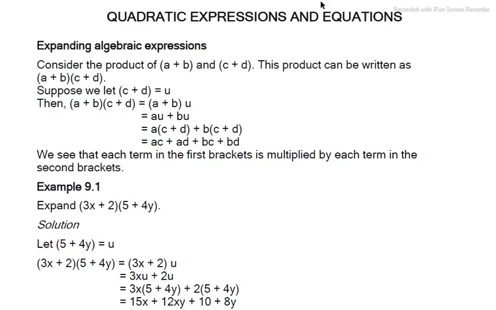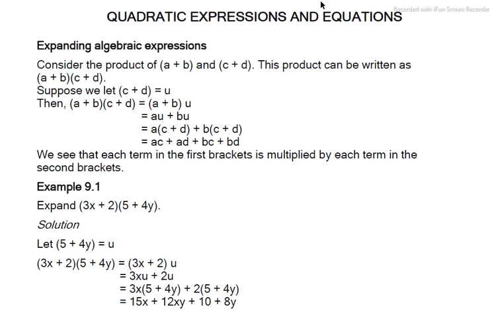Suppose we let c + d be u, so that instead of writing the second bracket we shall write u. That means that u can multiply every element in the first bracket, and therefore we shall have au + bu. Remember that u is representing the second bracket, meaning that where we have u is where we shall put our second bracket.